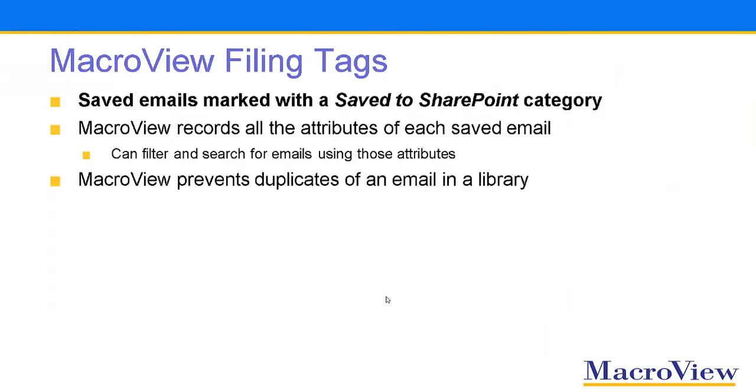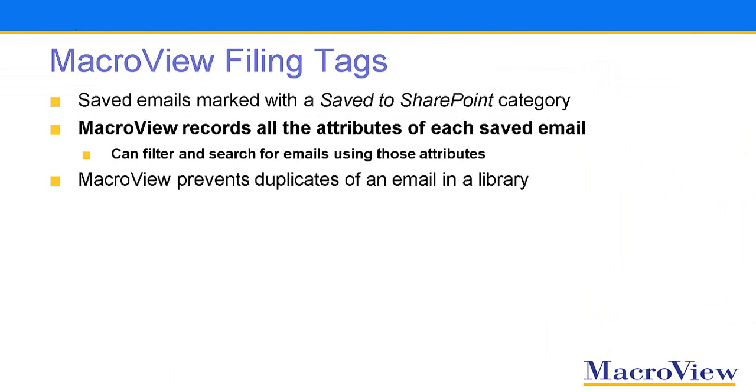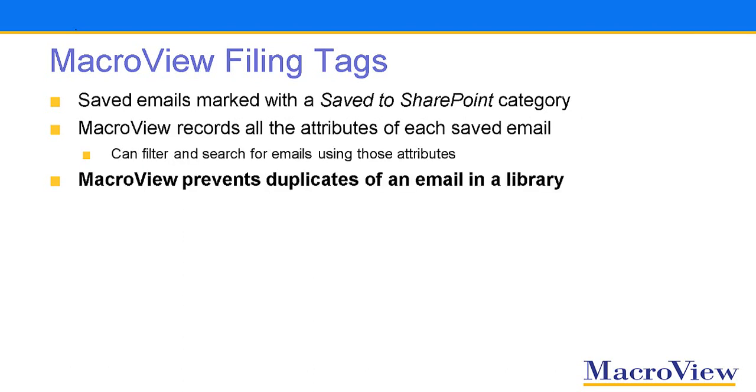We've seen how the saved emails are marked with a Save to SharePoint category, and we've also noted that the attributes of those emails, the to, from, and so on, have been automatically recorded as the emails are saved. There's no prompting of the user. We'll see in a moment how those attributes can help us to filter and search for emails that are present within our SharePoint Online environment. The other good news is that MacroView automatically prevents duplicate copies of any email in any one library.